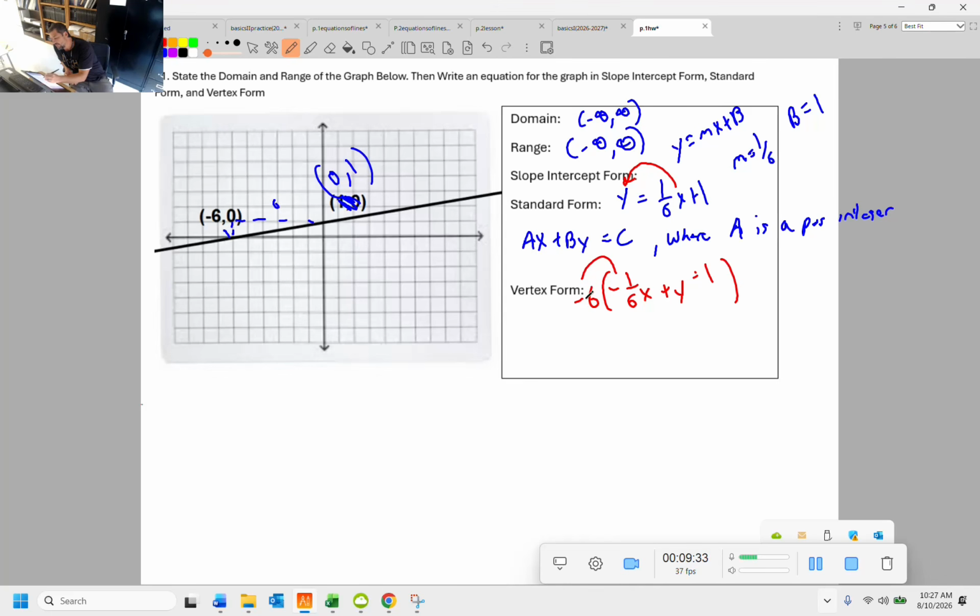Now, -6 times -1/6, the 6 and the 1/6 cancel, you just get a positive x. A -6 times a positive y is -6y. And a -6 times a 1 is -6. And there she is in what's called standard form.